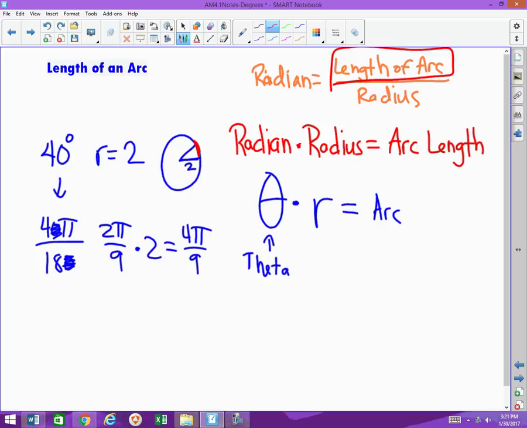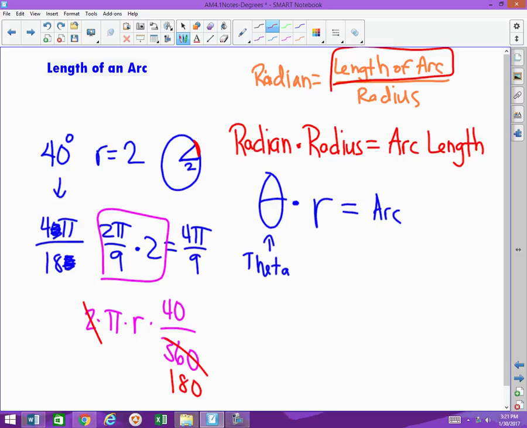Now, if you don't want to convert from degrees to radians, you can take 2 times pi times the radius times the angle divided by 360. This ends up being the same thing as that, because 2 and 360 turns that into 180, and then you can cross a 0 out and cross a 0 out, and then 4 and 18 become 2 and 9, and oh, and this is 2 already. So you have 2 times 2 over 9 times pi, which is that right there.